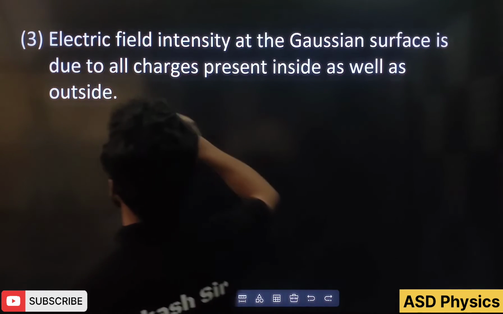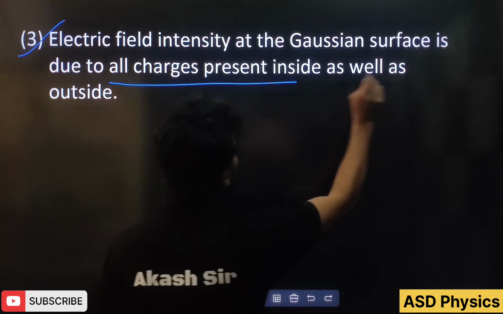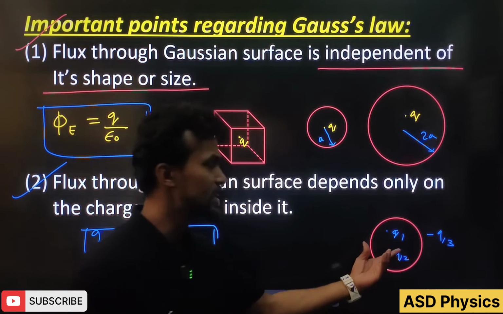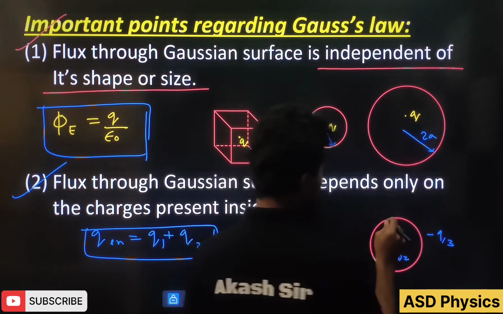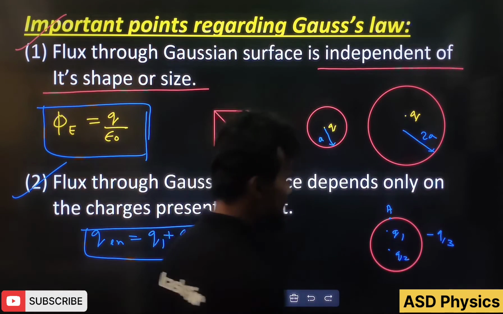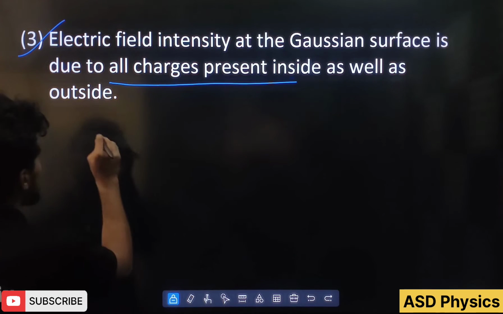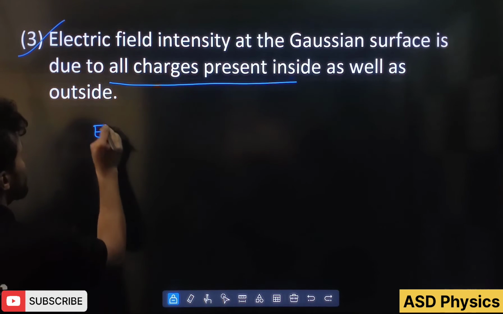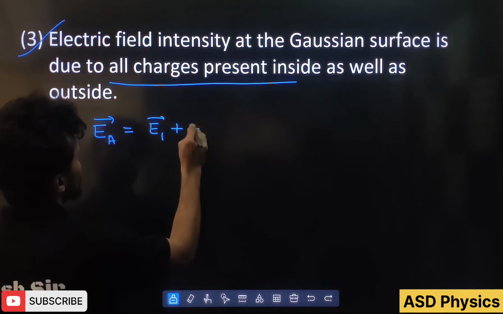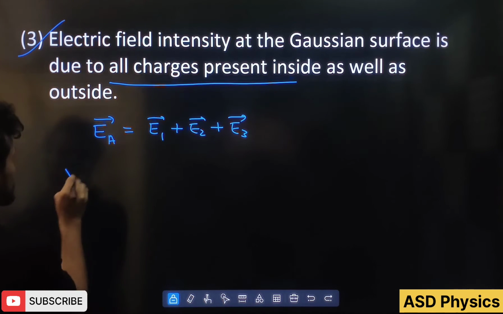After that, next one, students, see please. Electric field intensity at the Gaussian surface is due to all the charges present inside as well as outside. Okay. So see here, how many charges have I taken? 3 charges are there. And if I take any point here, let's say I have taken point A, then at point A, electric field is due to which charges? Electric field due to all 3 charges here. So if I am writing here, at point A, which electric fields are included? Due to all, E1 plus E2 plus E3. Okay, because this will be used here.